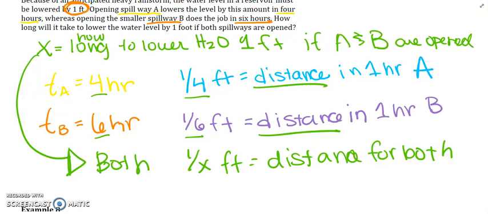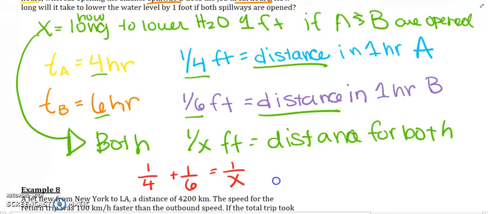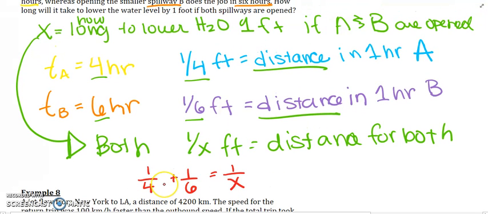Now we can set up our model. So we know that however much work is done by A plus however much work is done by B is how much it's going to take for A plus B to be done. And then the easiest thing to do here, well, you can find a common denominator and you can add, but to get rid of some of these fractions, we can just multiply through. I see this has a 4 and a 6, so their LCD here is 12. So I'm going to multiply both sides by 12.